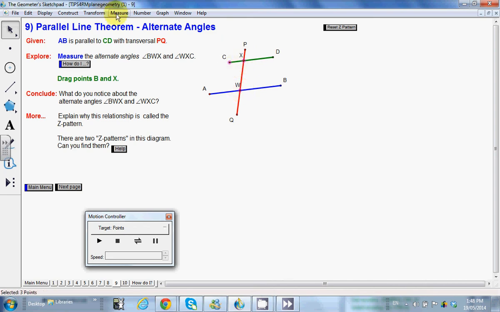measure the angle, I get 76 degrees. And the other one we want to measure is at W. And again, it's 76 degrees. And you notice if I drag B, oh, I can't drag B because that's going to make it not parallel anymore. But dragging Q, oh, it's not letting me move that one either. Maybe X I can move. There we go. So the angles still remain the same.